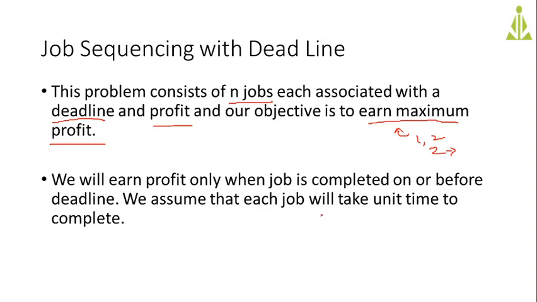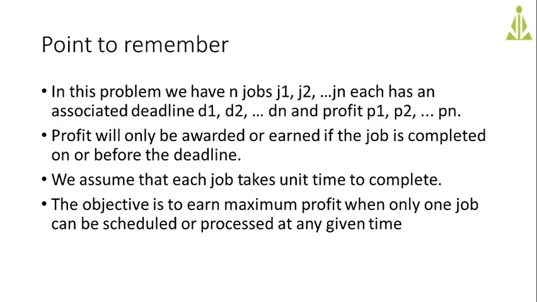We assume that each job will take unit time to complete. We are assuming like 1 hour or 1 unit of time. So each job will take unit time to complete. Okay, so this is our job sequencing with deadline. Now we need to remember the points. Then we will go to the problem example.